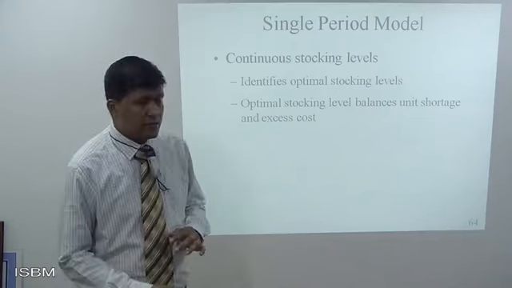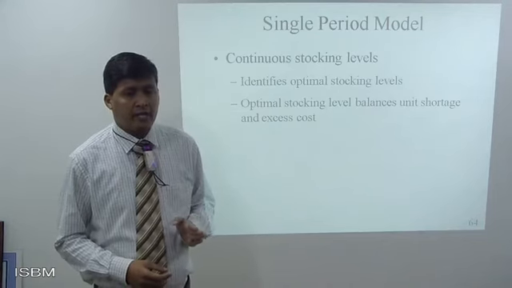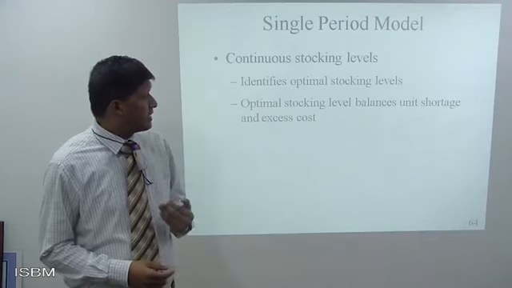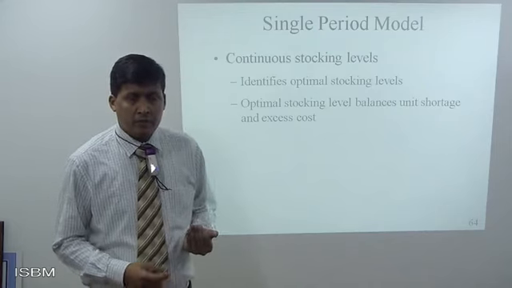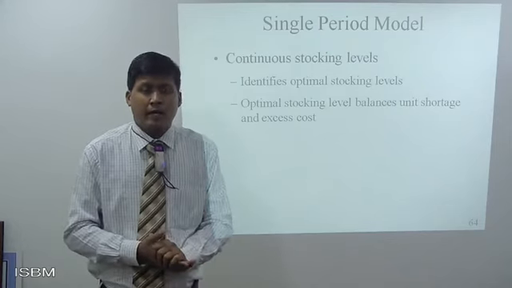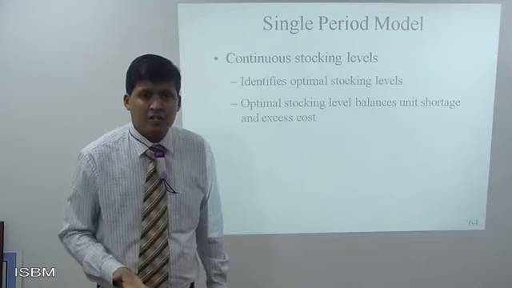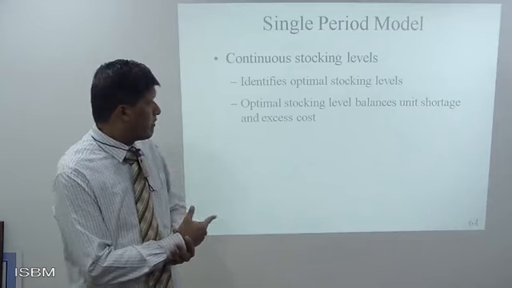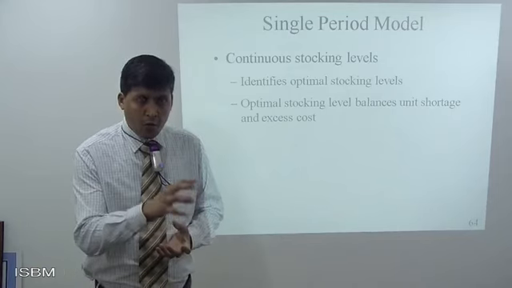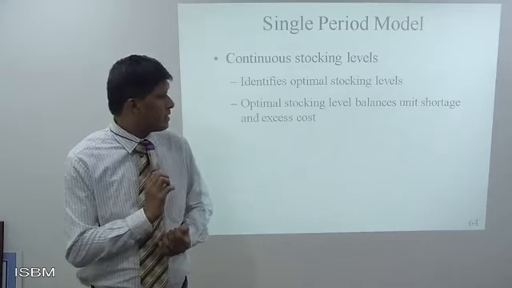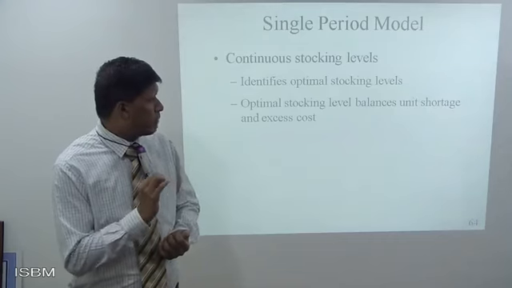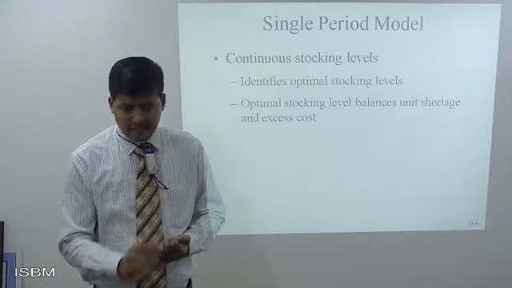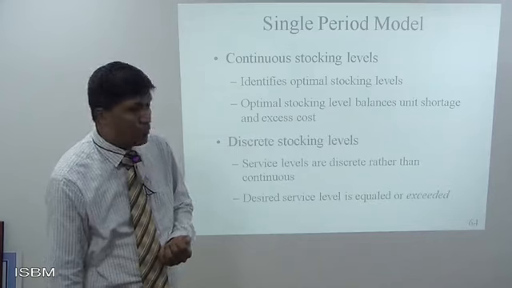In the single period model, there is a continuous stocking level which identifies optimal stocking levels. The bread example that we spoke about, again a perishable good, where everyday business changes, and hence a single period model helps a lot to identify the optimum stock level. The optimum stocking level balances unit shortage and excess cost. It really makes a good trade-off.